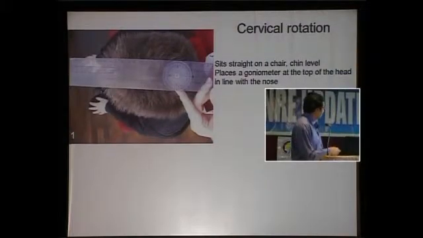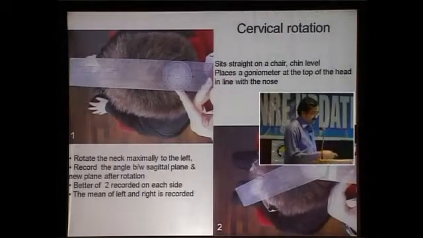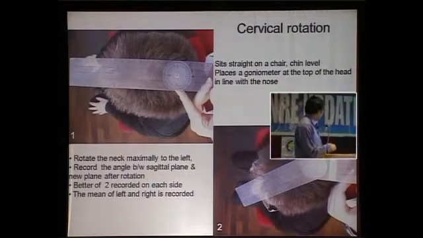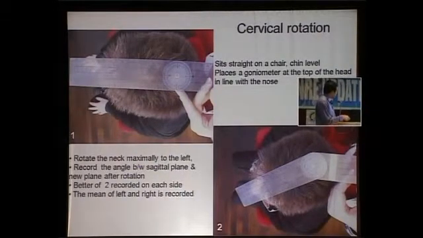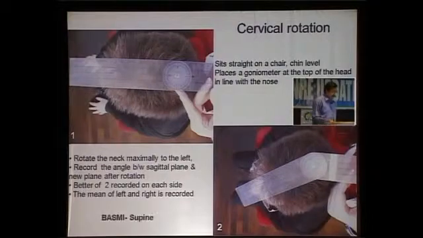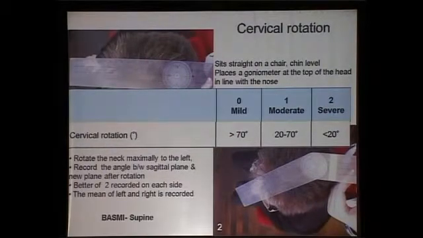It is measured by a goniometer. The goniometer is first put straight, and then the patient is asked to rotate the head maximally to the left and right, and you can see this angle being measured by the goniometer. If the angle is more than 70, it is normal, 20 to 70 is mild restriction, and less than 20 is severe restriction.